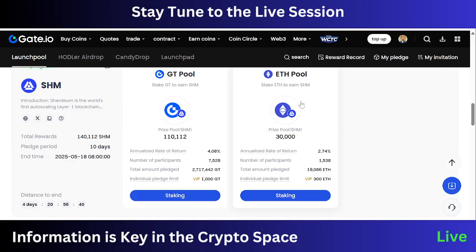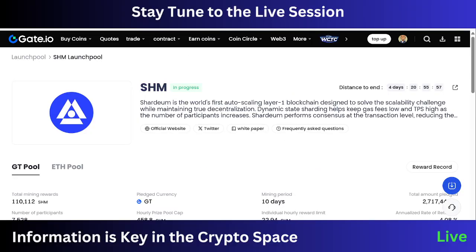So the individual pledge limit for VIP is 300 ETH, and the individual pledge limit for the GT pool is 1,000 GT, while the individual pledge limit for the ETH pool is 300 ETH.